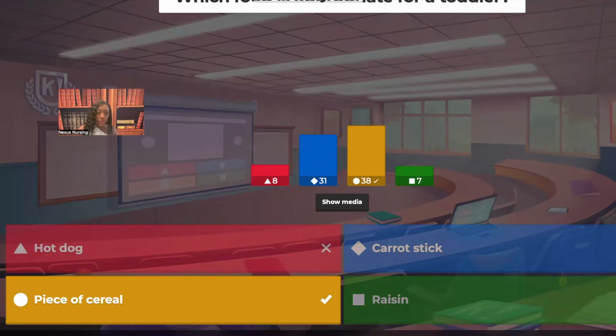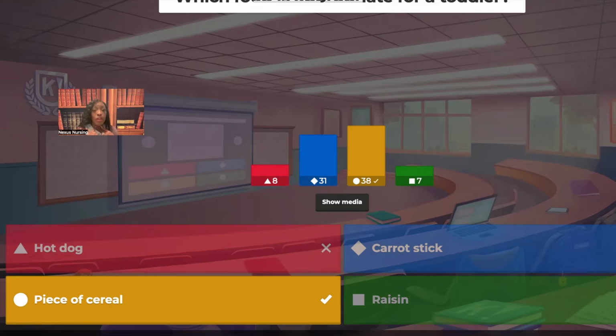Okay, very good. Piece of cereal. Piece of cereal, it's easy to chew. You can swallow. It's not known to obstruct the airway, right? But look at a hot dog. Think about a hot dog. You cut up a hot dog for a toddler. Unless you cut that hot dog in triangles, which I don't know anyone who does that. They just cut the hot dog like that. The hot dog is still a circular shape. So imagine that circular shape getting stuck in that child's throat.